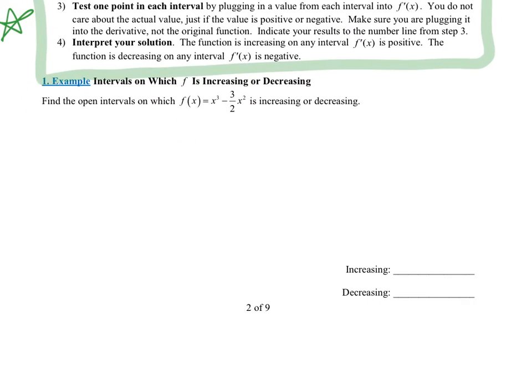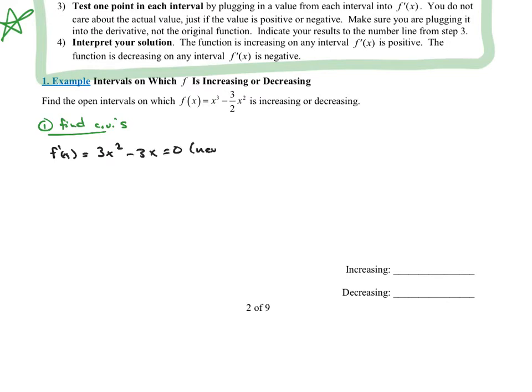It says, find the open intervals for which f of x equals x cubed minus 3/2 x squared is increasing or decreasing. Okay, so let's do this. Step 1, what you want to do is you want to find the CVs. Okay, so let's find those critical values. F prime of x, well, the derivative of x cubed is 3x squared. The derivative of minus 3/2 x squared would be minus 3/2 times 2x, so that would be a minus 3x. We're going to set that equal to 0.